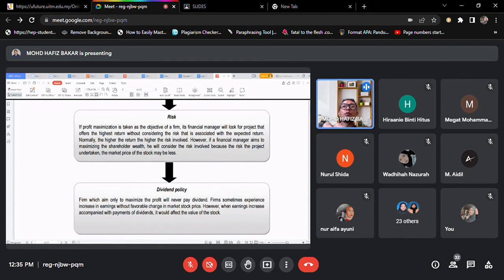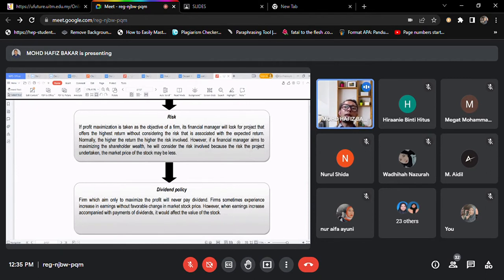Okay, but for the bigger company, the most important thing is they want to declare a high dividend because they want to distribute to their shareholders. Why do they need to declare a high dividend? Because they want to ensure that their shareholders are loyal to their company.